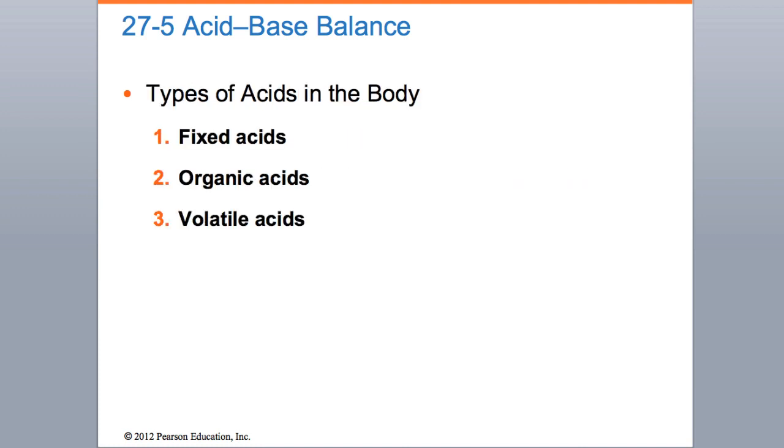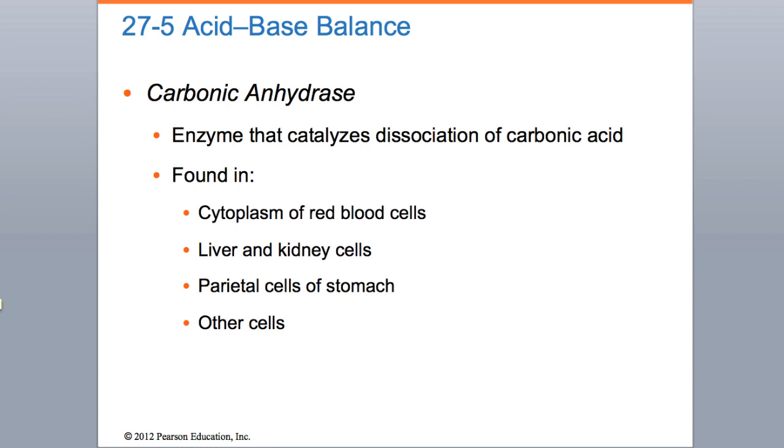Next slide. Now, there are three kinds of acids: fixed acids, organic acids, volatile acids. Make sure you know and are able to define each. Next slide. Now, you came across this one already, carbonic anhydrase. You came across this on page 847 of the lung chapter. So you know that this is a crucial enzyme as part of the bicarbonate buffer system.